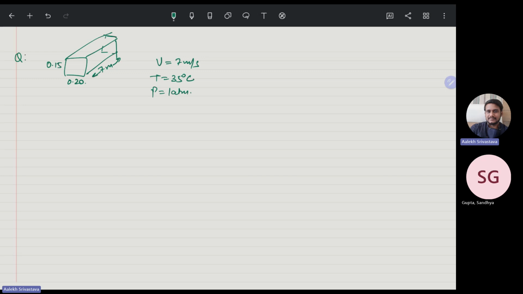Now it is said that we need the fan power that is required to transfer the air, if efficiency of fan is 95% and mu of air is 1.8 into 10 raised to the power minus 3 pascal second. So here we have been given the velocity. So first we will find the Reynolds number. Reynolds number is rho v d by mu, but we don't know the diameter. So we need to find the hydraulic diameter, that is 4A by P.